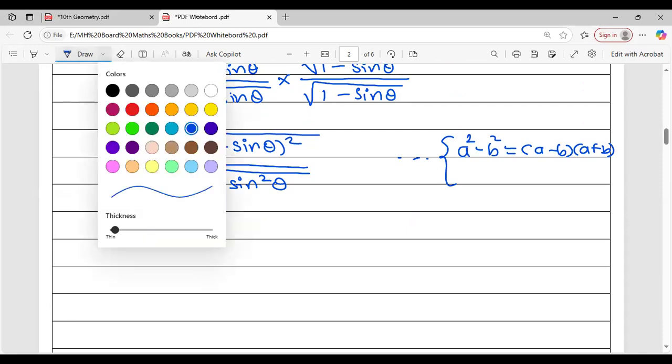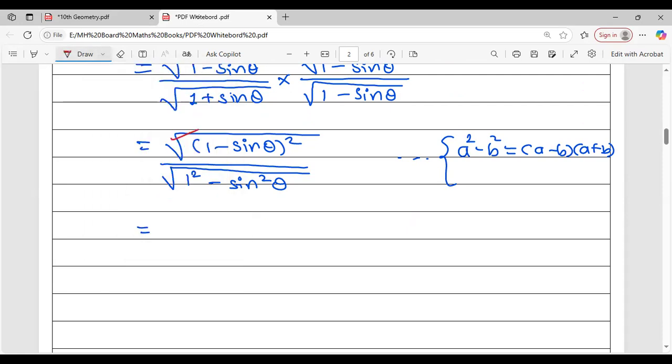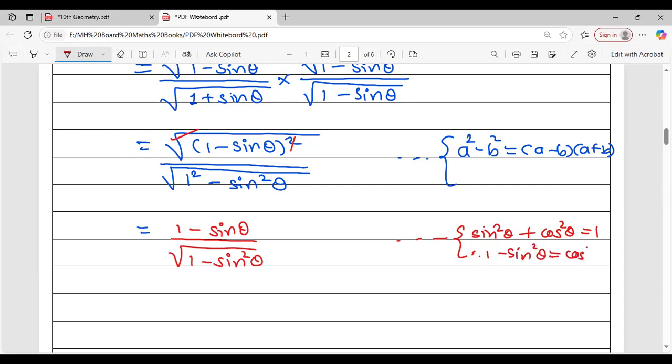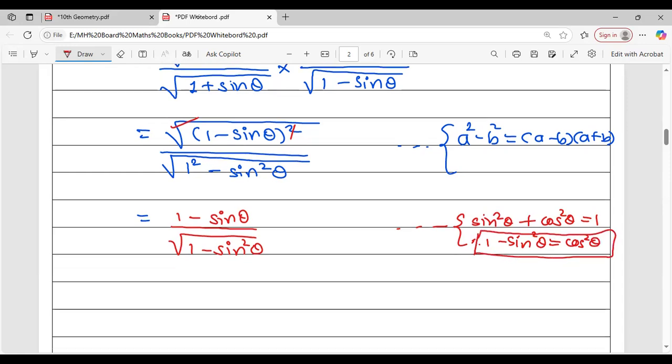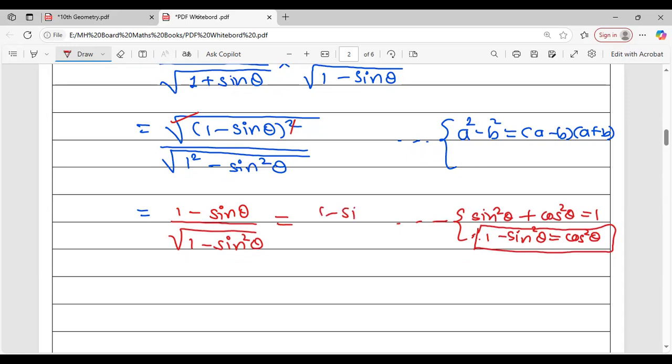Now see this. The square will cancel the surd, right? Then it remains 1 minus sine theta only, divided by 1 minus sine square theta. But as we know, sine square theta plus cos square theta is equal to 1. Therefore, 1 minus sine square theta is cos square theta. So simply the denominator will be cos theta, and the expression is 1 minus sine theta divided by cos theta.